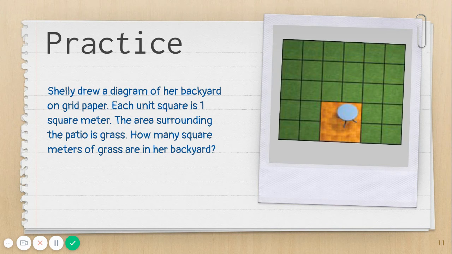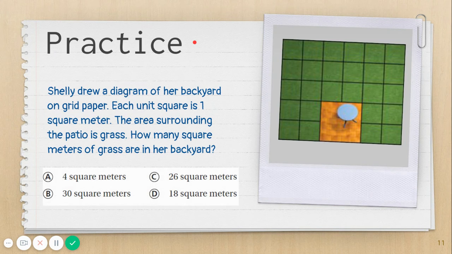So here's her backyard. How many rectangles could you decompose this into? What would make this easier to solve? What would be the equations or the multiplication sentences you would use to solve? You can pause now and solve. The correct answer is letter C, 26 square meters.